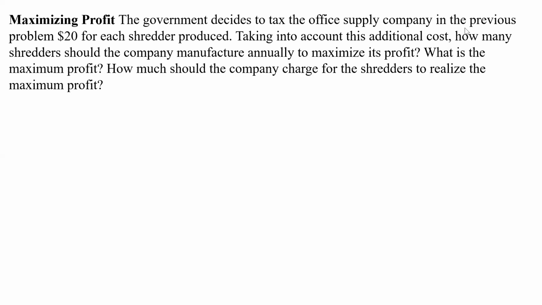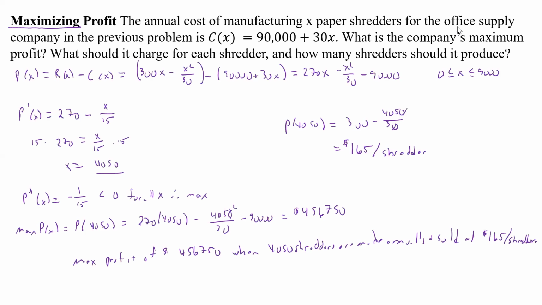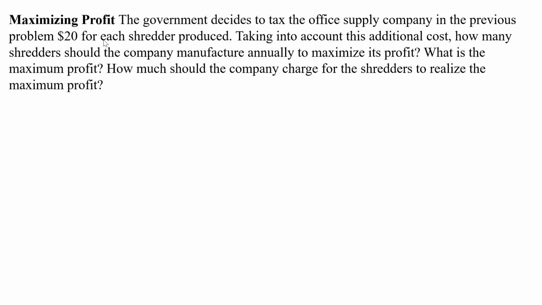All right, so we aren't actually done with that shredder problem yet because now the government decides to tax the office supply company in the previous problem $20 for each shredder produced. Now, taking into account this additional cost, we're going to use our last cost equation and add in a new piece, which is $20 per shredder. So we're basically just going to add 20x to it.